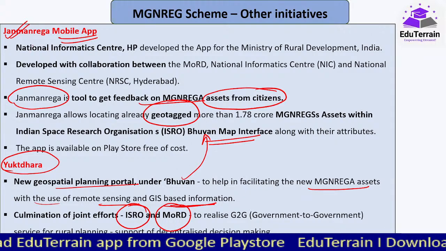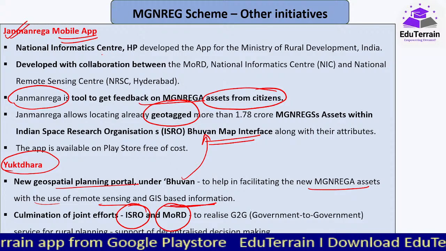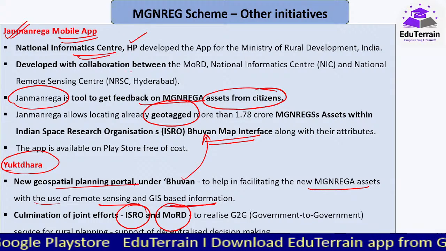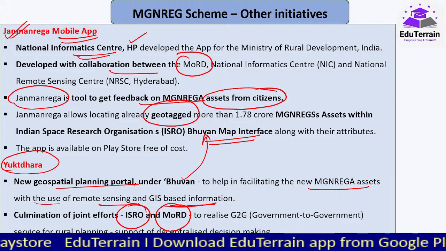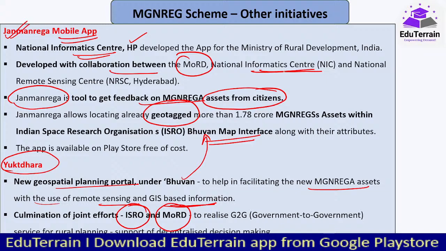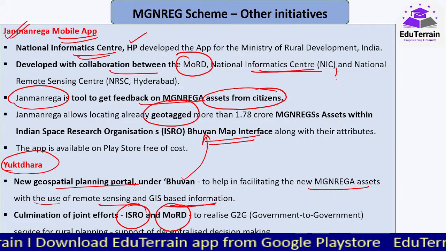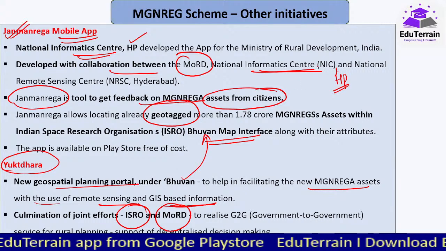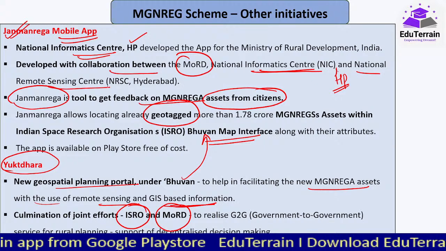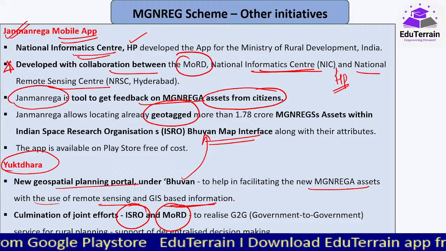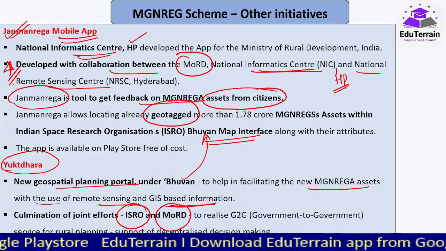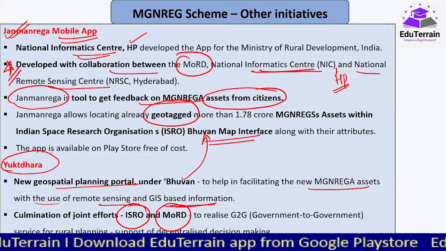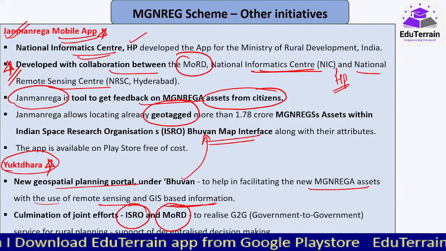Okay, now coming back to our NREGA mobile app, this actually has been developed by the Regional Office of National Informatics Center, which is in HP. Okay, that is, it's a collaboration between Ministry of Rural Development, NIC, that is National Informatics Center, and this is exclusively Himachal Pradesh ka jo regional office hai, that they have helped in developing this app, and they have taken the help of National Remote Sensing Center, which is in Hyderabad. So it is a collaborative effort of Ministry of Rural Development, National Informatics Center, and National Remote Sensing Center of Hyderabad. So all these would be important for you.